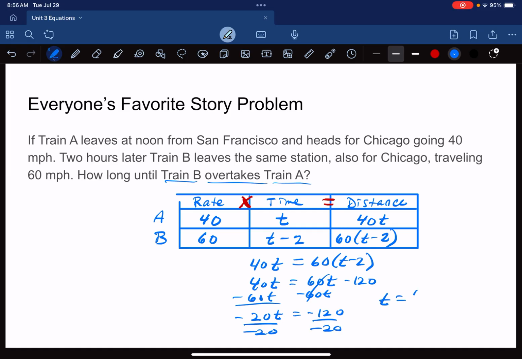T equals 6. So how long until train B overtakes train A? Well, the answer is T minus 2. T is 6, so 6 minus 2 means my time is 4 hours. Train A traveled 6 hours, and train B traveled 2 hours less than that, so 4 hours. That's when train B overtakes train A.